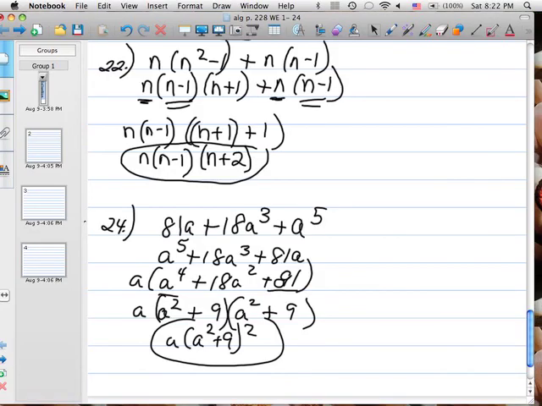The trinomial is a perfect square trinomial, it seems to be, so I'm going to take the square root of a to the 4th, which is a squared, and the square root of 81, which is 9. Check the middle, 9a squared, 18a squared is twice that, so I'll put the plus sign for both of them, and I have a times the quantity a squared plus 9 squared.